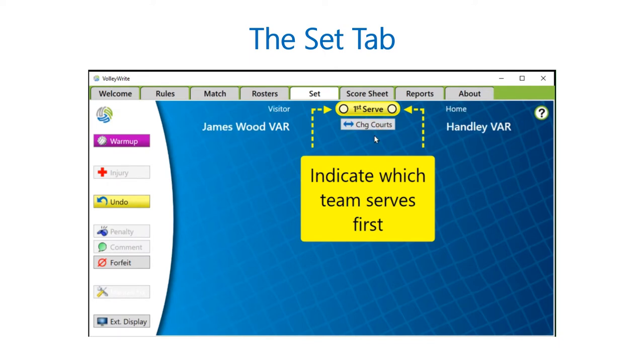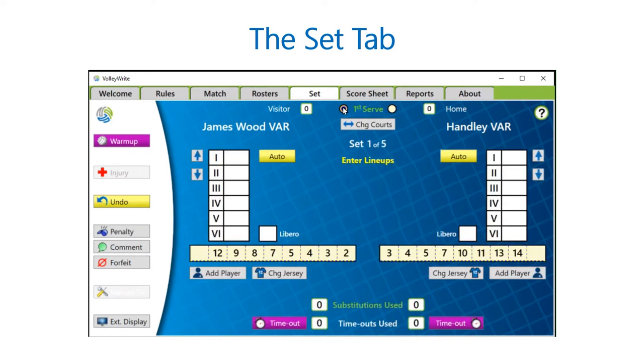When the R2 shares the results of the pregame conference, enter the team with the first serve using the radio buttons at the top of the screen. Once the first serve is entered, the screen changes to lineup diagrams, which should match what the coaches submit. If they do not match, you should involve the R2. It may just be that you opened the wrong rule set.